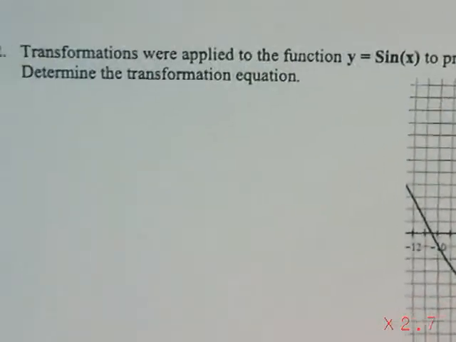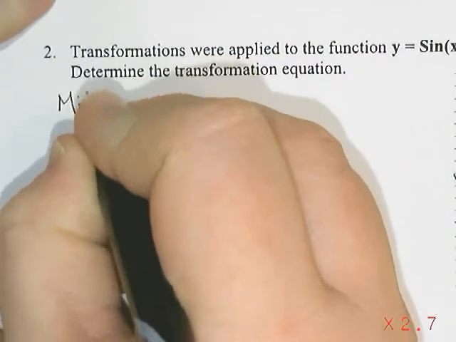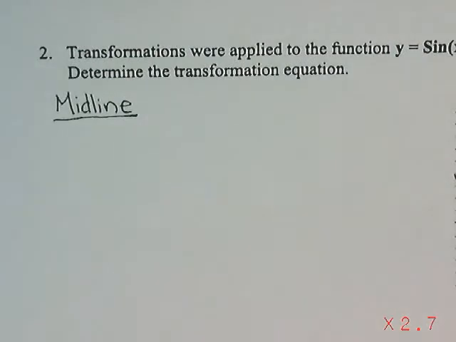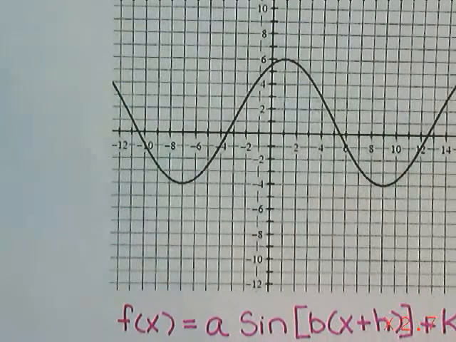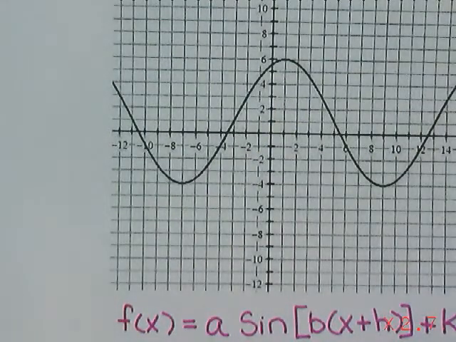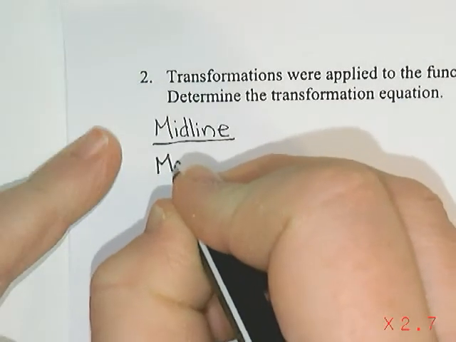So over here, I'm going to write for the midline. I need to switch markers here. For the midline, there's two ways you can find it. Number one, you could look at your graph and try to find where you think the middle horizontally is. Otherwise, there is a formula that is max plus min divided by 2.